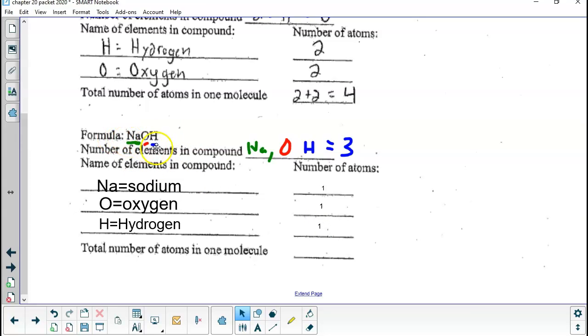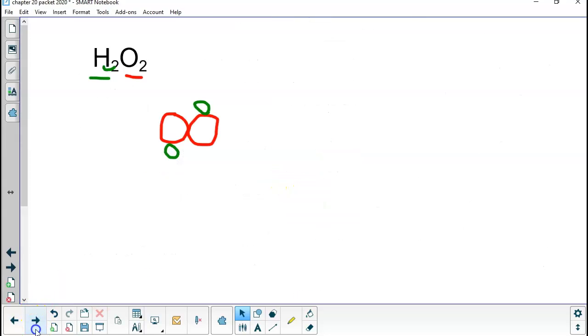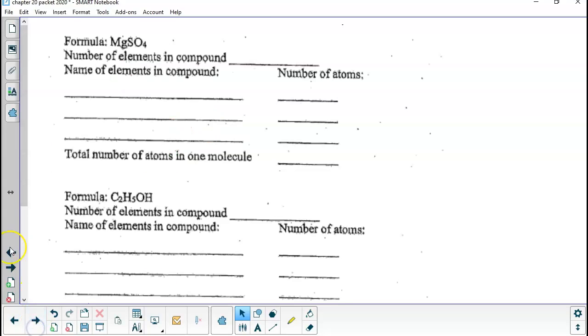Okay. So this formula here, NaOH, is actually sodium hydroxide. That's the name of this guy. We have 3 different kinds of elements. Each one is represented by a capital letter. And because there's no subscript numbers, I have 1 of each. Okay. Well, let's look at another one here.